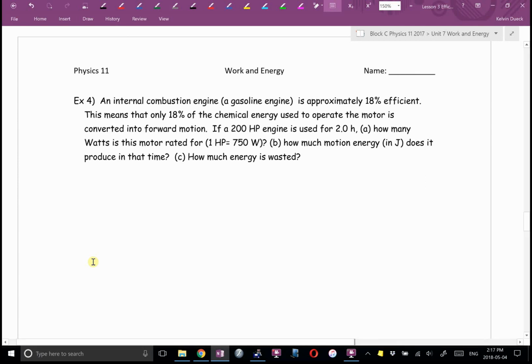Only 18% of the chemical energy. Where do gasoline engines, this is meant to be stupidly obvious, get their chemical energy from? Gasoline, okay? From the explosion and chemical bonds and all that. Combustion. So only 18% of the chemical energy that's used to operate the motor is converted into forward motion. The rest goes into heat and sound and yucky waste. Okay. Suppose we have a 200 horsepower motor.